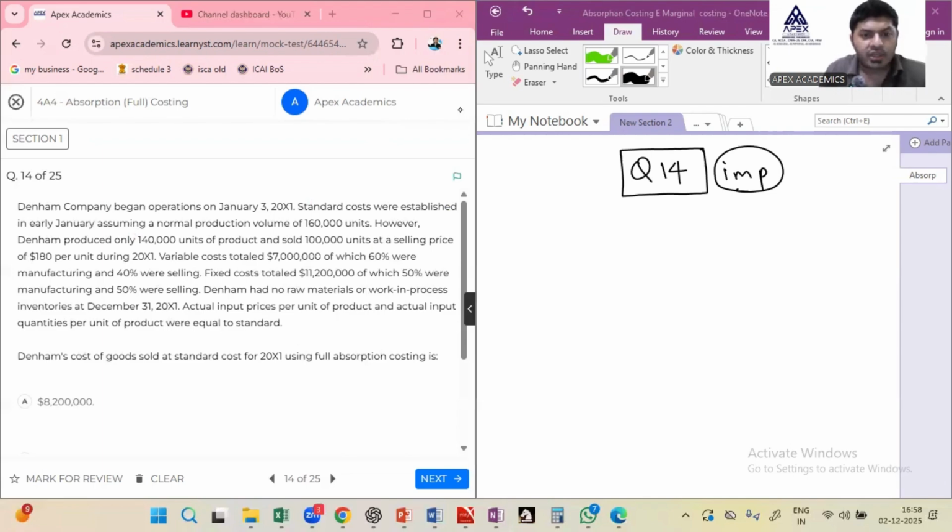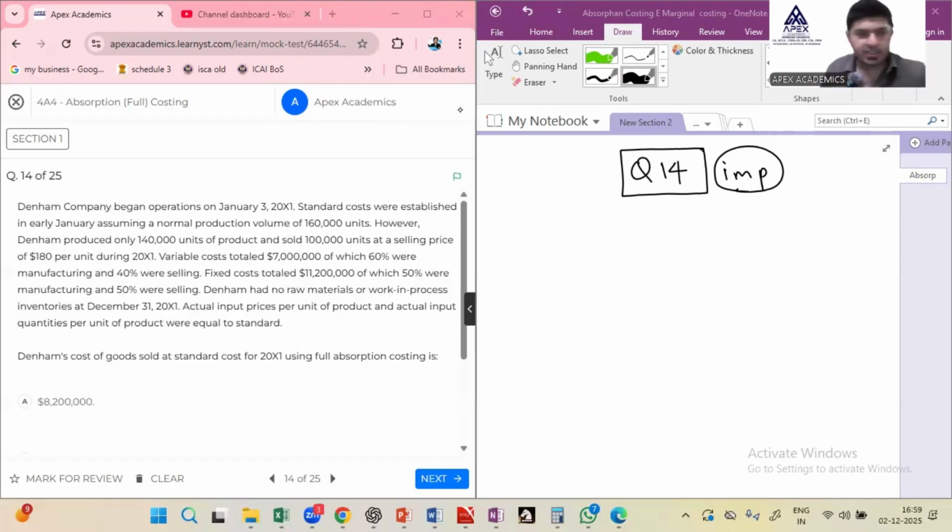Okay, the actual input prices of the product and actual input quantities are equal to standard. So there is no material price variance. There is no material usage variance also. You will understand this when you do standard costing, but there is no difference at the moment. Denham's COGS using the full absorption costing will be what?